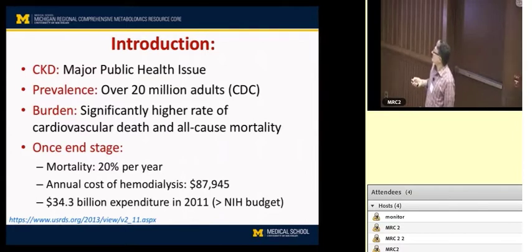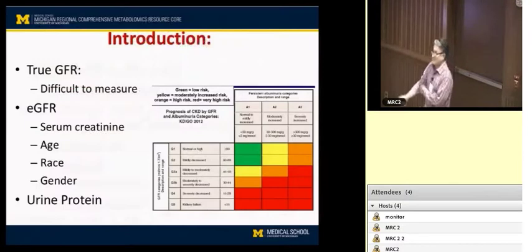Just in 2011, the expenditure on hemodialysis was over $34 billion, which is larger than the entire NIH budget. So you would appreciate that this is a major issue. As clinicians, we have a vested interest to identify the at-risk patients at an early stage, and the hope is to prevent progression to advanced stages of chronic kidney disease, which is associated with higher mortality and morbidity.